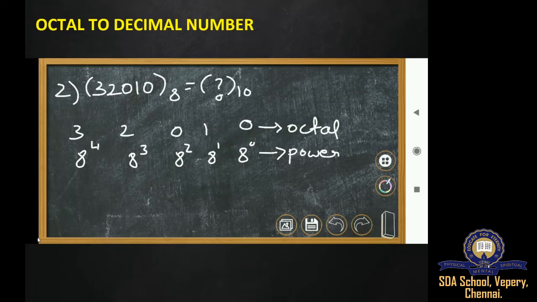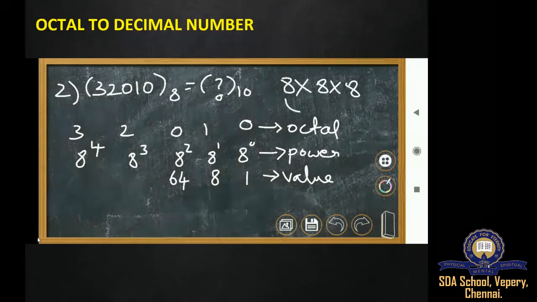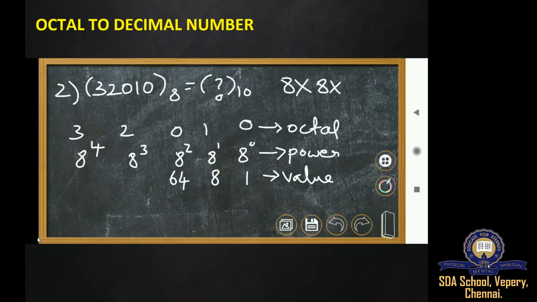And now we are going to write the value of its power. Anything that has its power 0 gives 1. Many of them made a mistake in this step. 8 into 1, 8. 8 to the power 2, 8 into 8, 64. 8 to the power 3, 8 into 8 into 8. 8 into 8, 64. 64 into 8, 512.